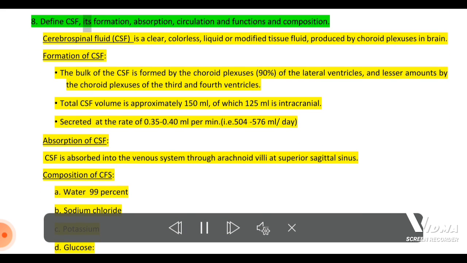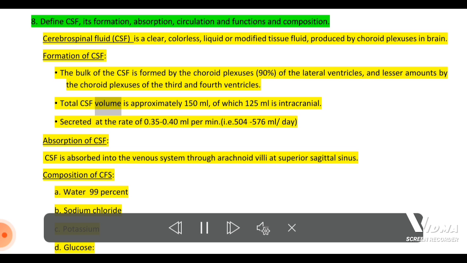Define CSF, its formation, absorption, circulation and functions and composition. Cerebrospinal fluid, CSF, is a clear, colorless, liquid or modified tissue fluid, produced by choroid plexuses in brain. Formation of CSF. The bulk of the CSF is formed by the choroid plexuses, 90%, of the lateral ventricles, and lesser amounts by the choroid plexuses of the third and fourth ventricles.